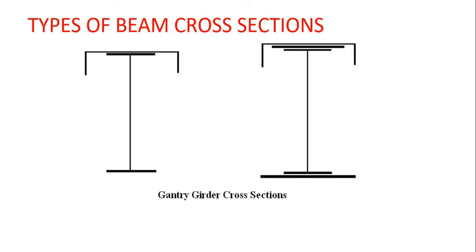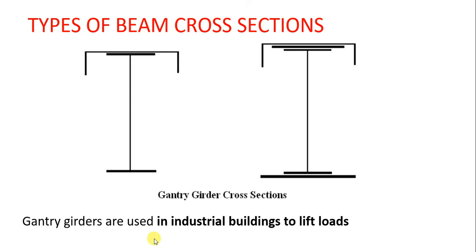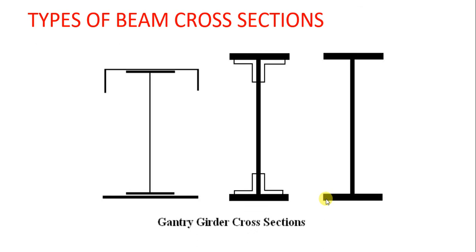So this is called a gantry girder section. These will be used in industries. On top of this beam, a moving beam will be placed. This moving beam will be used to lift the loads. You can see here an I section with a channel section being used, and here an I section with cover plates and a channel section. This kind of arrangement is called gantry girder cross sections. As I told earlier, gantry girders can be used in industrial buildings to lift heavy loads. So these are other gantry girder cross sections.